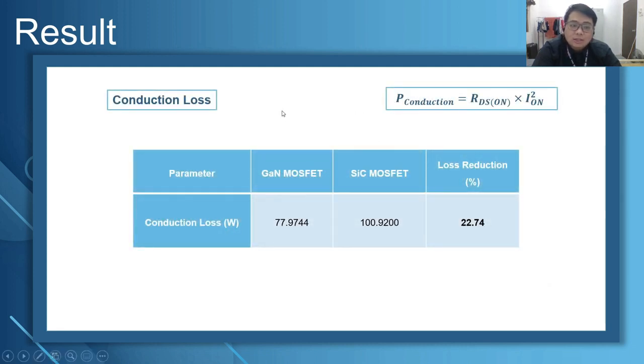Next is the conduction loss of both materials. The conduction loss is calculated by using the formula R_DS(on) times the square of I. The conduction loss for the gallium nitride MOSFET is 77 watts and for silicon carbide is 100 watts. And by using the gallium nitride MOSFET, the loss reduction is about 22%.